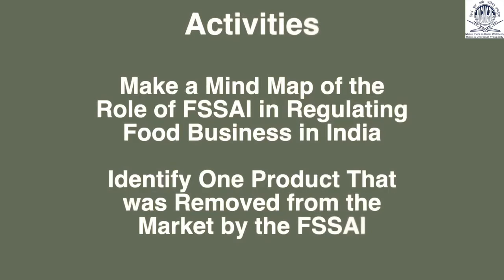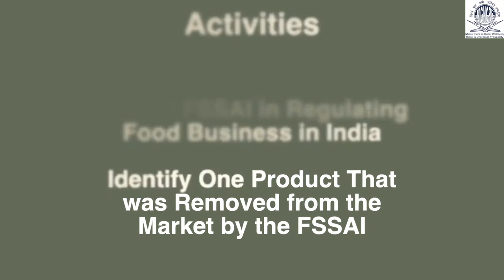Our learning wouldn't be complete if we don't assess what we have learned. So here I am giving you two activities. As the first activity, make a mind map on the role of FSSAI in regulating food business in India. The second activity is to find out a product which was removed from the market by FSSAI, the Food Safety and Standards Authority of India. Now, we have reached the end of this lesson.